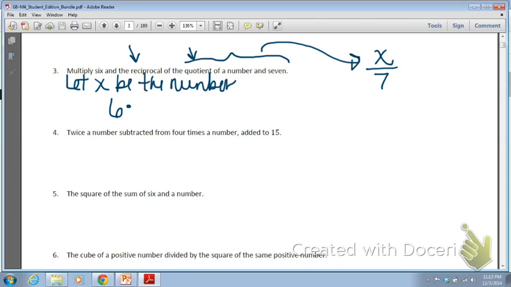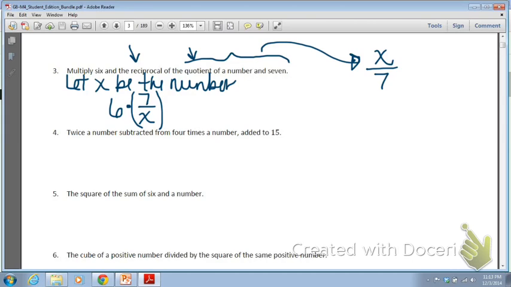But what I want is the reciprocal of that, because that's what I'm going to multiply by 6. So the reciprocal of the quotient of a number and 7 would be 7 over x. So my expression is 6 times 7 divided by x. I'm going to put this in parentheses just so it's clear.